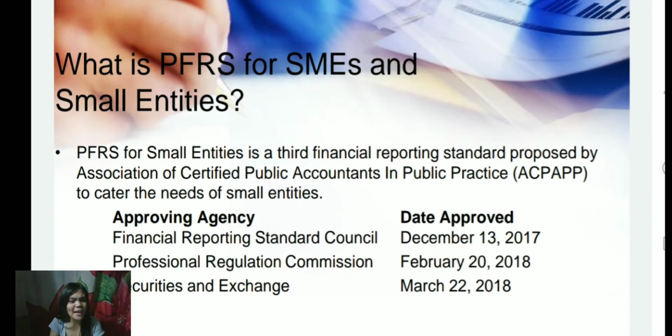Next, what is the PFRS for SMEs and small entities? So, PFRS for small entities is a third financial reporting standard proposed by the Association of Certified Public Accountants in Public Practice to cater to the needs of small entities. PFRS for small entities is available for companies with total assets or total liabilities of over 3 million but not more than 100 million.